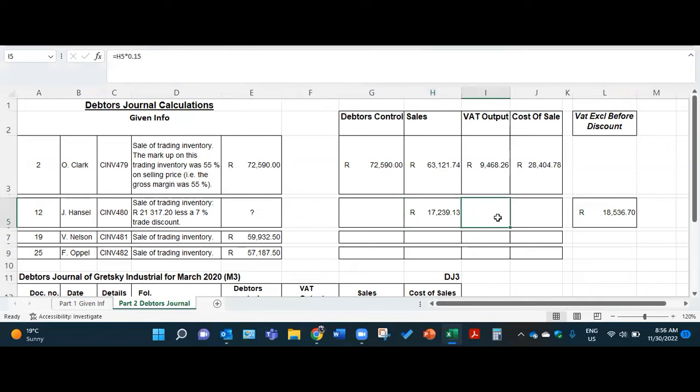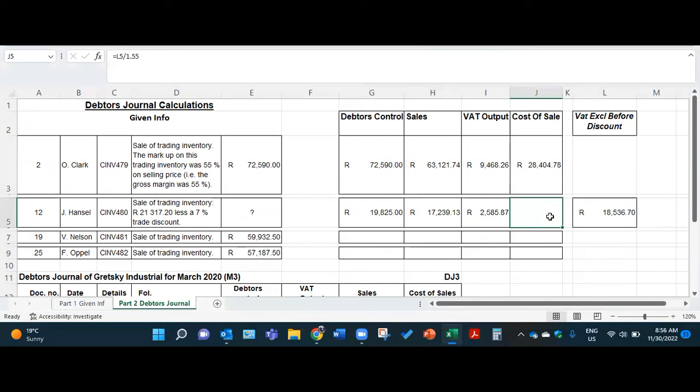Obviously, we're going to multiply that with 15% to calculate our VAT. We're going to add the two to calculate the debtor's control. And now we are going to use this sales amount here to calculate our cost of sales. And in this case, we are back to 55% on cost.